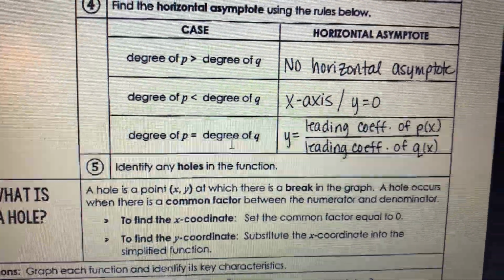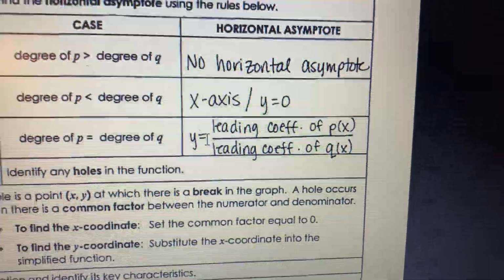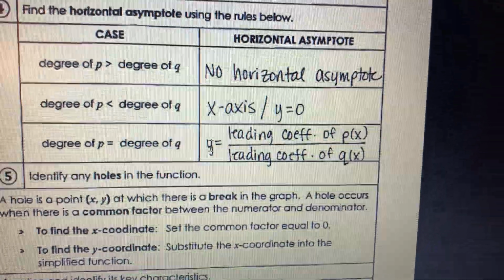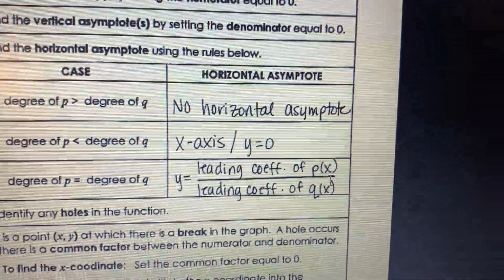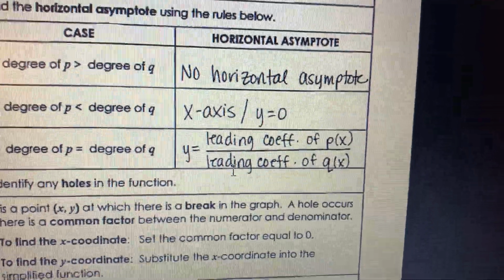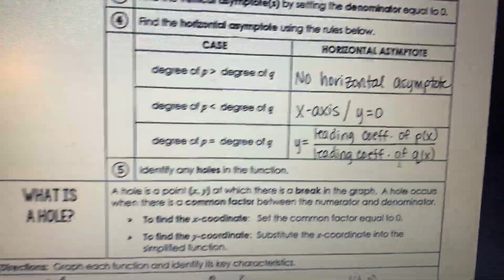And then lastly, if the degree on top equals the degree on the bottom, then you have to look at the leading coefficient of the polynomials. The asymptote will be whatever the leading coefficient is of P of x divided by whatever the leading coefficient is of Q of x. Let me show you an example for each.